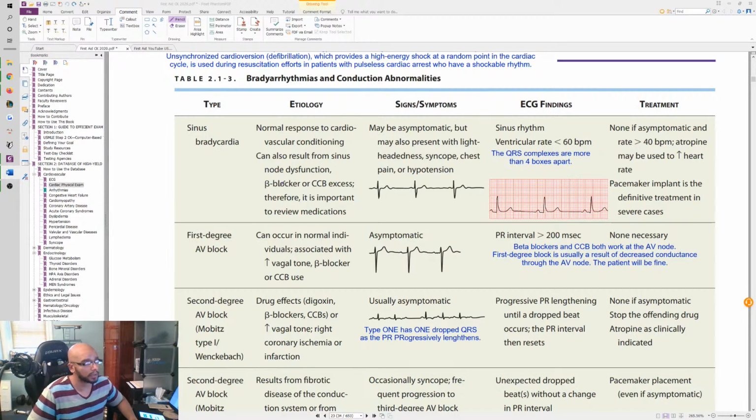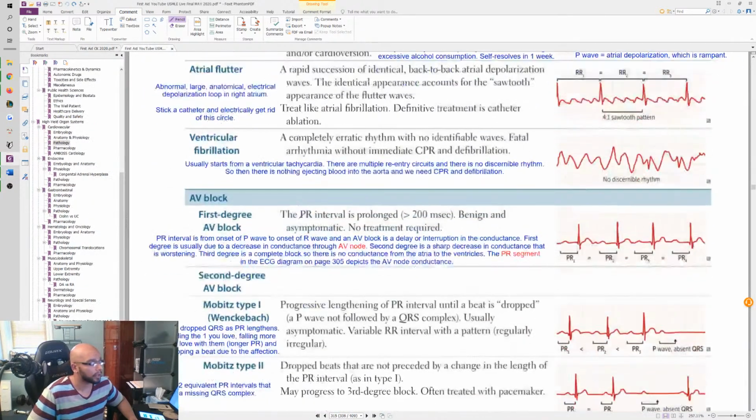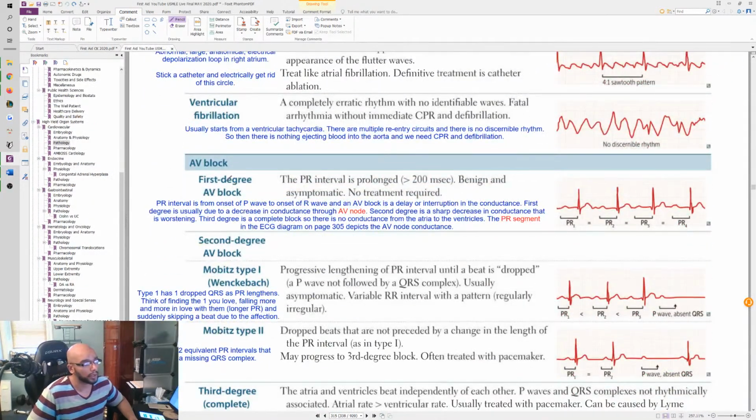So we just talked about sinus bradycardia. Now we're looking at first degree AV block, which was there in First Aid Step 1 as well, right? In first degree AV block, the PR interval is prolonged for more than 200 milliseconds. Normally it's supposed to be 200. This is pretty benign and asymptomatic, and no real treatment is necessary. So you can see the distance between QRS complexes is still pretty even. The PR is just a little longer than it was supposed to be, but patients will be just fine. And it's very unlikely that a patient is going to present with significant symptoms or any symptoms for the most part.